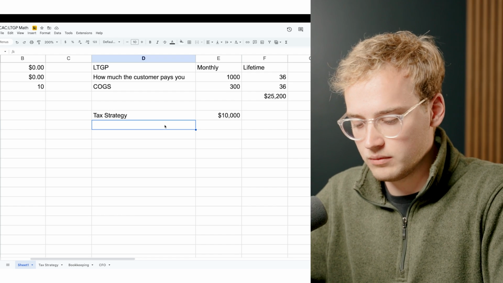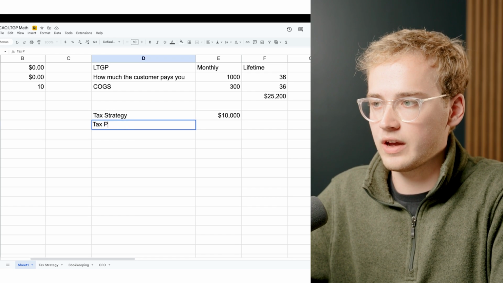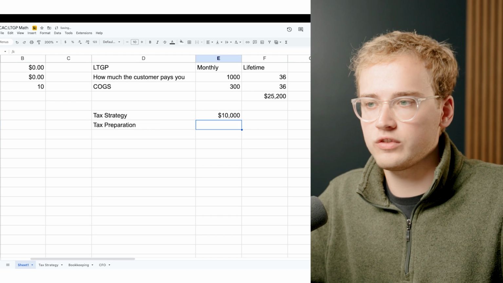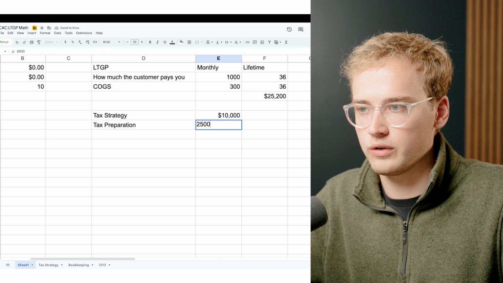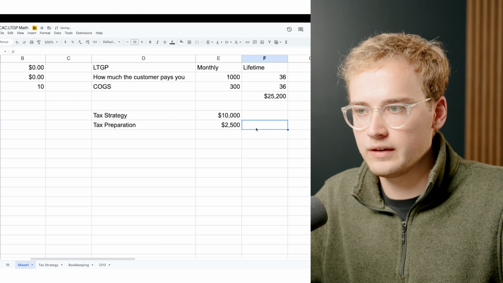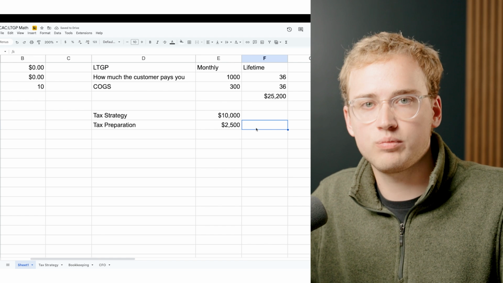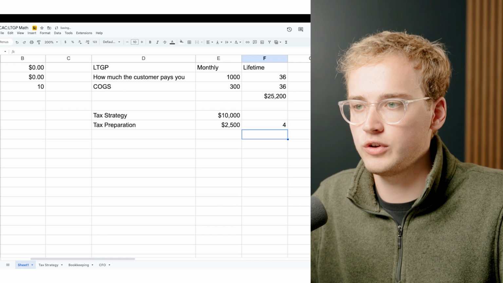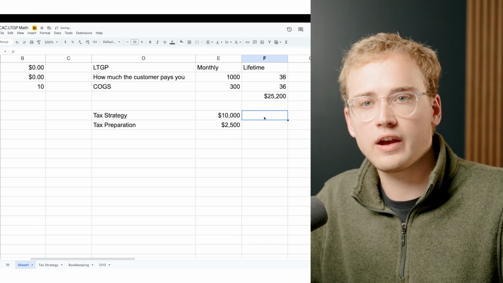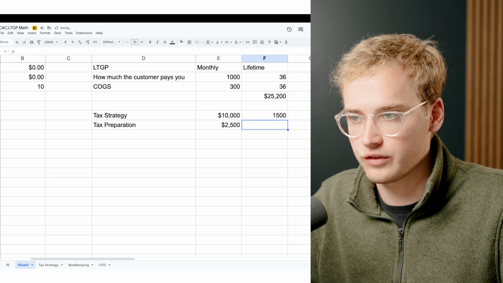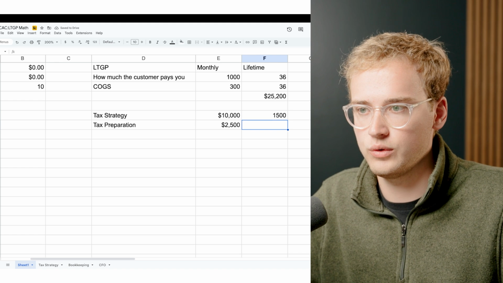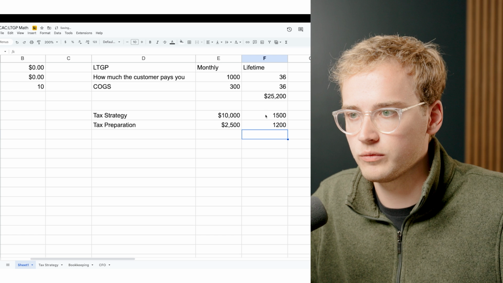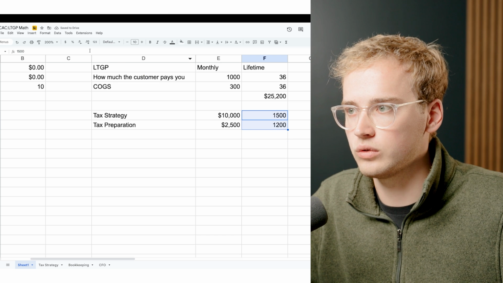But what they may very likely sign up for is tax preparation. And so maybe you charge, let's say, $2,500 for tax prep. Okay. And the average client will use your tax prep service for the next 4 years after you do a tax strategy for them. Now, let's just say the tax strategy costs you $1,500 to deliver and tax prep costs you, let's say, $1,200 to deliver, right? So that's our cost of goods sold on each of these.